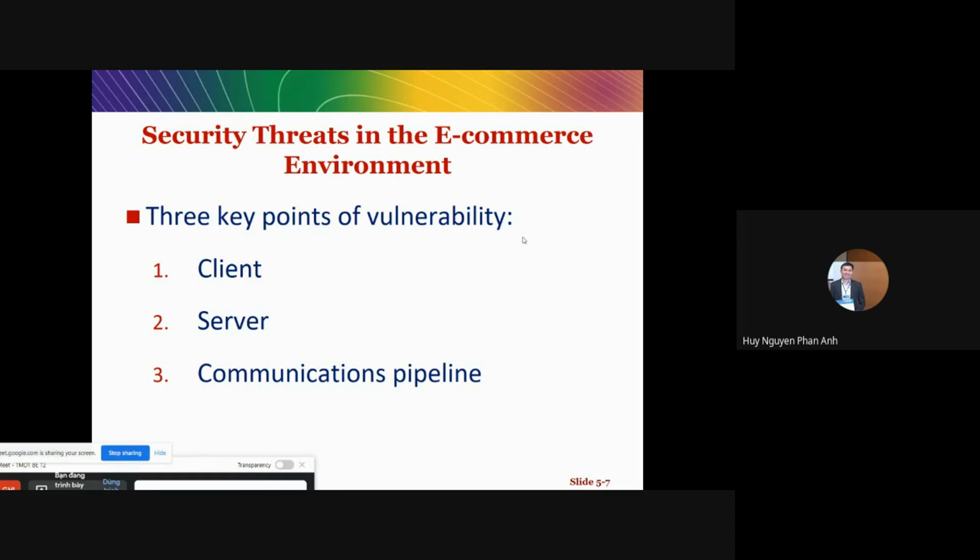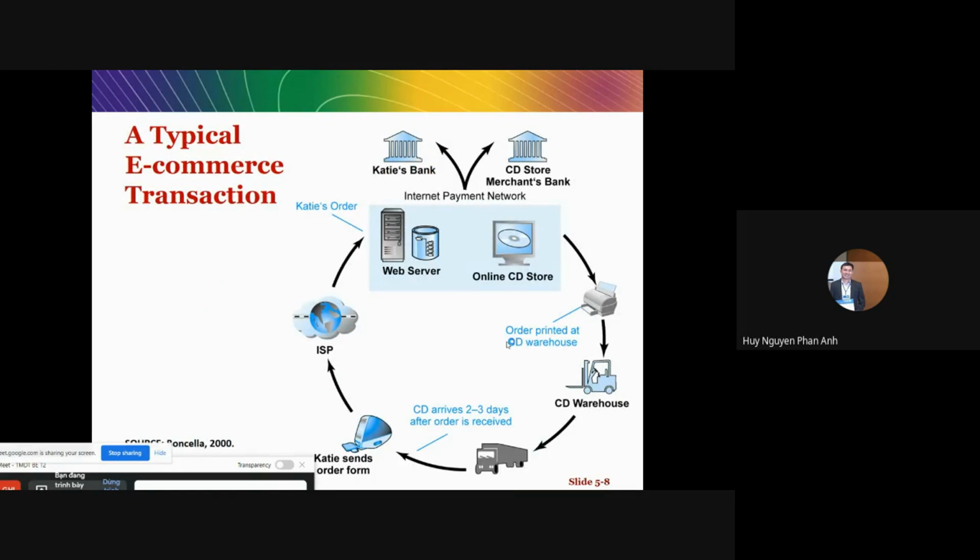There are three key points of vulnerability. We learned about the client-server model already, right? Clients are simply our personal devices such as phones, laptops, iPads, etc. The server host stores the data. To connect them, we have the communications pipeline, which is the internet connection or Wi-Fi connection, etc., with some access points. So the hacker may attack the client, or the server, or the communications pipeline. You see a typical e-commerce transaction from the online CD store, the orders, and the CD warehouse that will deliver to KD.